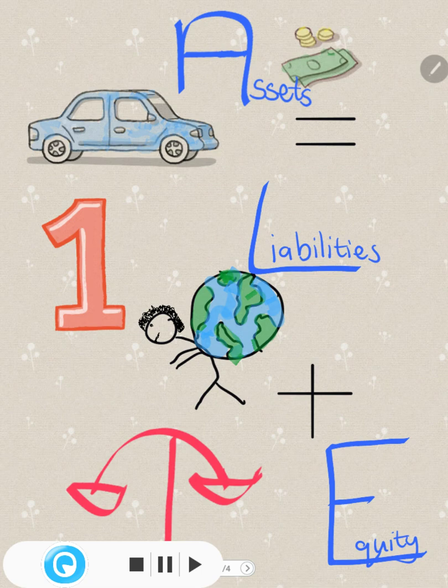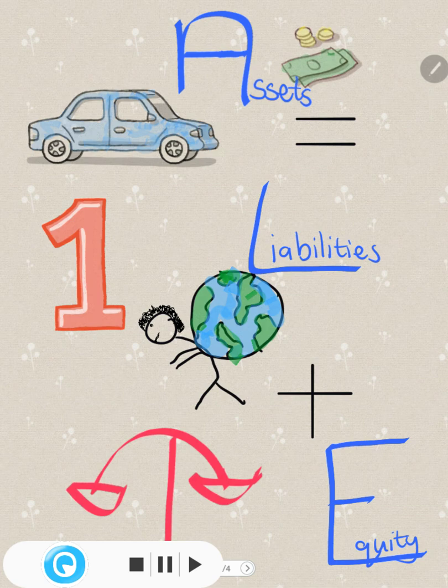Now, the equation is a mathematical equation, which you can see in the picture: assets is equal to liabilities plus equity. However, even though it's a mathematical equation, it's actually a logical equation as well. Let me explain. If you want a vehicle, there's one of two ways that you can fund the purchase of a vehicle or any other type of asset. So we take this picture of the vehicle. There's only one of two ways that you can fund the vehicle.